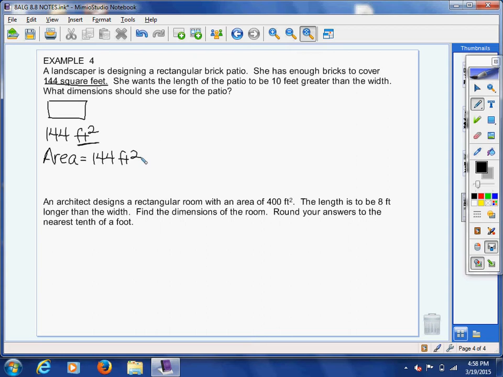So she wants the length of the patio to be 10 feet greater than the width. Well, I don't know how long the width is, but all I know is she wants the length to be 10 feet longer than that. So what dimensions should she use for the patio? So I know area, I know length, and I know width. So when you know all three, use your logic here. What formula uses area, length, and width? That's right, the area formula.